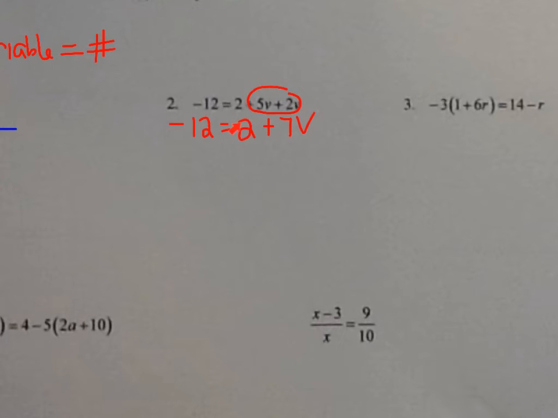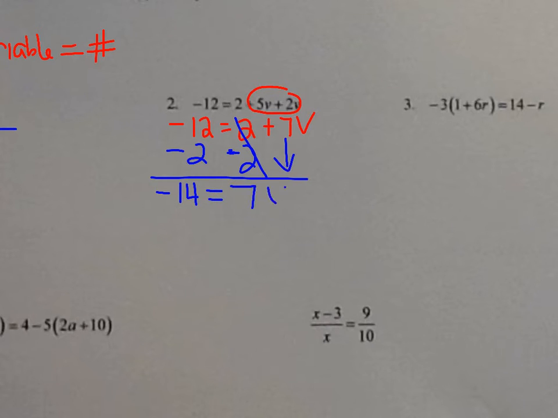I want to move the plus 2, the positive 2. The opposite of a positive 2 would be minus 2. So we're going to minus 2. Positive 2 minus 2 is 0. Negative 12 minus 2 is negative 14. Equals, bring this down, 7v. And then we have here times. Opposite of times is divide, so we're going to divide by 7. The 7s reduce to 1, so I get v equals negative 14 divided by 7, which is negative 2.